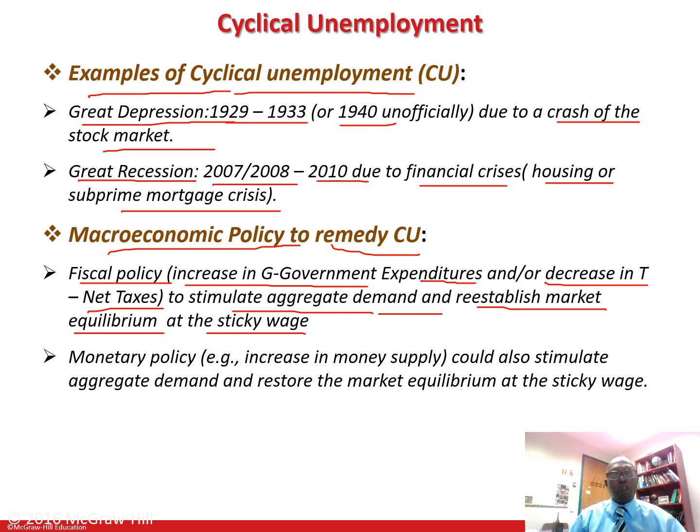The second type of macroeconomic policy is called monetary policy, which is an increase in the money supply. Monetary policy is the control of the money supply by the central bank, which is the Federal Reserve in the US. An increase in the money supply will pump more money into the economy, and then this will stimulate aggregate demand and restore the market equilibrium at the sticky wage.